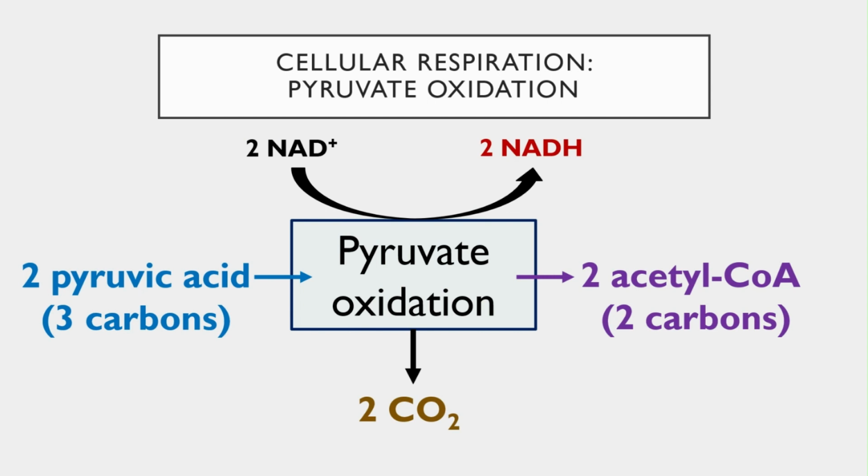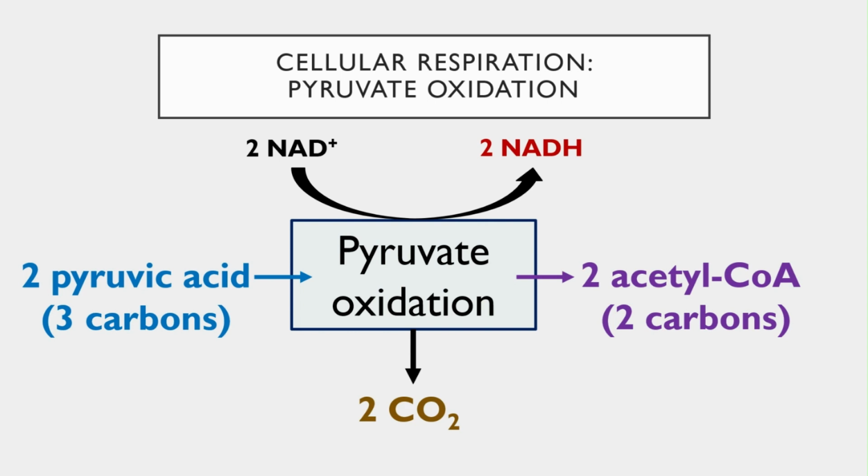This is an oxidation reaction that releases one of the carbons of pyruvic acid as CO2, and where we again transfer electrons to NADH. The overall result is for every pyruvic acid molecule we generate, we get one NADH, one CO2, and one acetyl-CoA. Since one glucose molecule is split into two pyruvic acids, for every one glucose molecule, pyruvate oxidation will generate two NADH, two CO2, and two acetyl-CoA molecules.